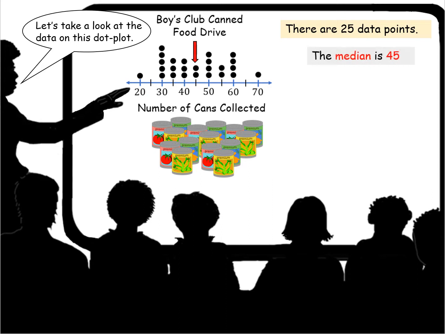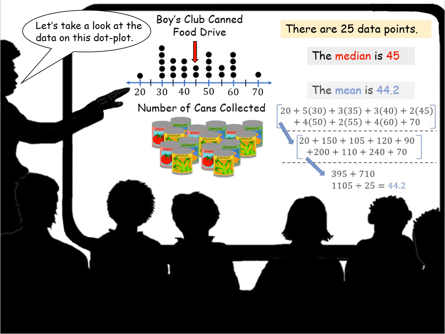There are 25 data points, and the median is 45. How do I know that? Well, I start crossing these off one at a time on all sides. 1, 2, 3. You keep going, and you would find yourself right in here.